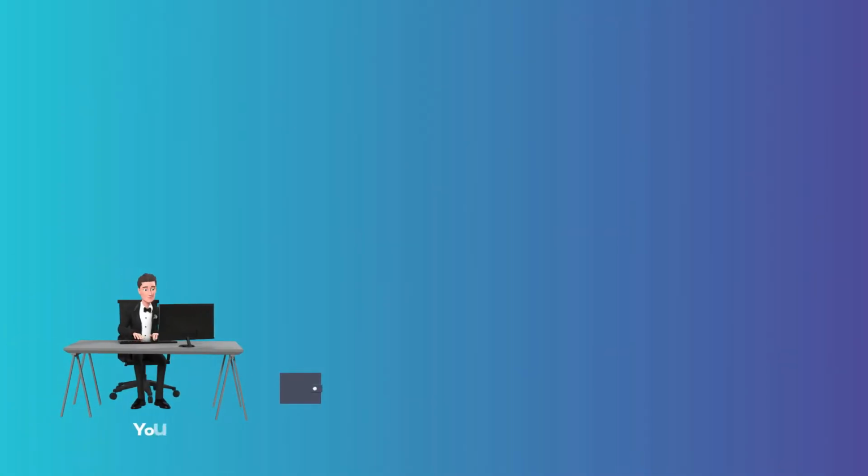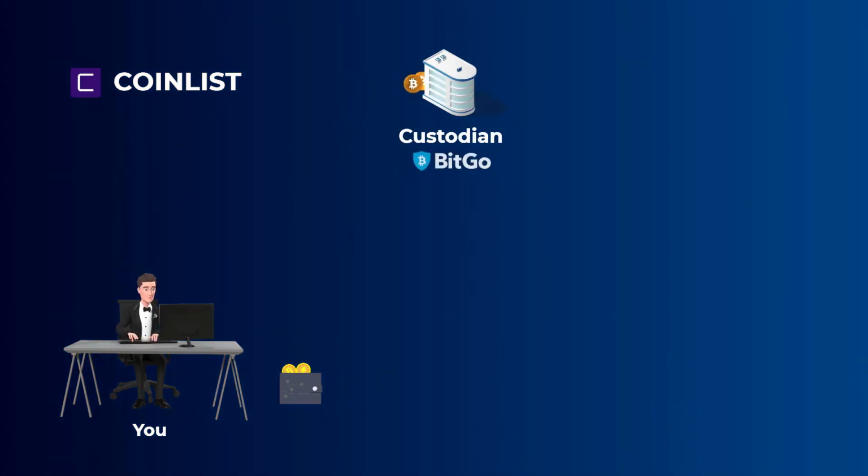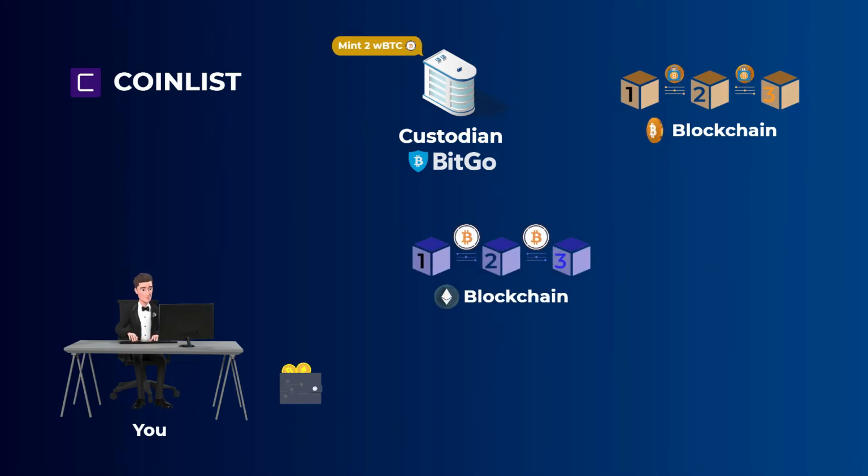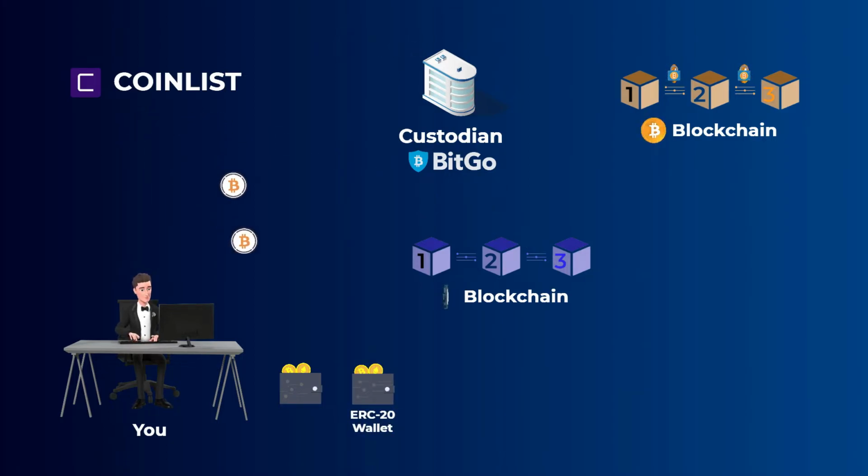Let's say that you have 2 Bitcoins and you want to wrap them and get wrapped Bitcoins to use on a DeFi application. So if you go to a merchant like CoinList and request to wrap your Bitcoins, then CoinList will take your Bitcoins and send them to a secure custodian like BitGo, which is a company that specializes in digital assets custody. The custodian will then lock up the 2 Bitcoins on the Bitcoin blockchain and then mint 2 new wrapped Bitcoins on the Ethereum blockchain and send them to the merchant. After that, the merchant will deposit the 2 wrapped Bitcoins in your wallet. So that is actually how wrapped Bitcoins are created, and here the custodian is a company called BitGo.